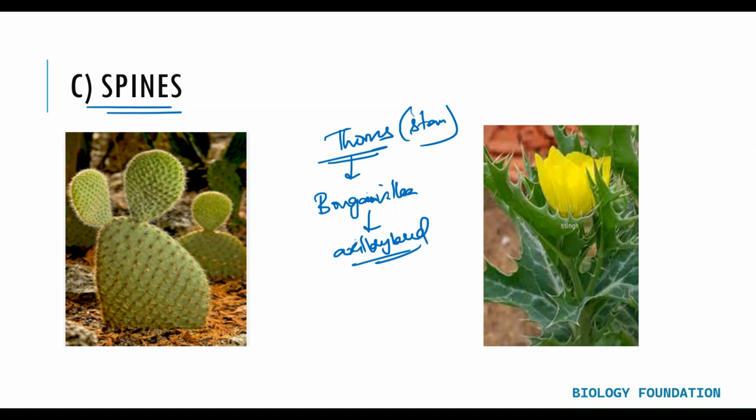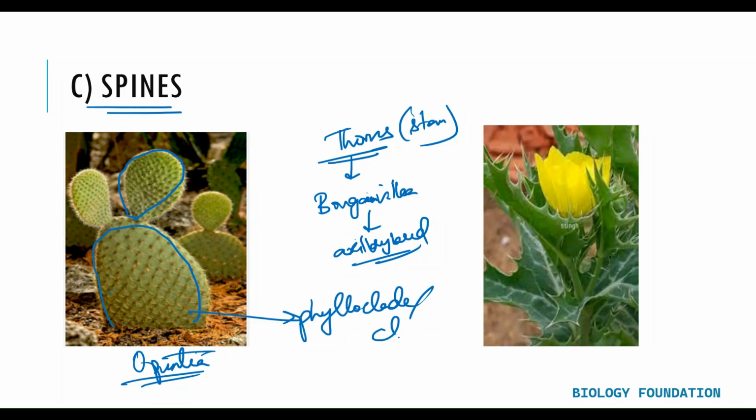What are spines? If you see opuntia, I gave you the example of opuntia even in stem modifications. Why? Because the green structure that you see is not a leaf, it is the stem, which is known as phylloclade, or also cladode. They are modifications of the stem. And can you see these pointed structures? They are like thorny structures. They are not thorns, but thorn-like structures. They are called spines.